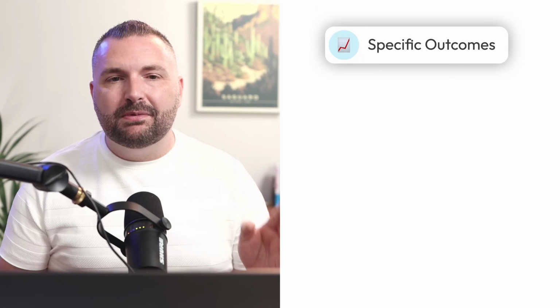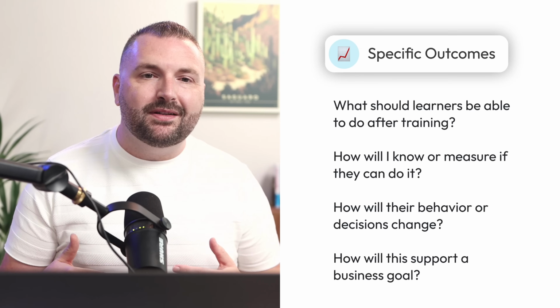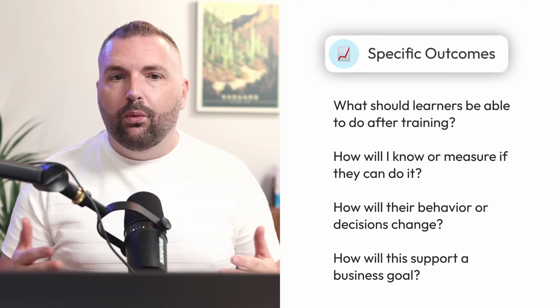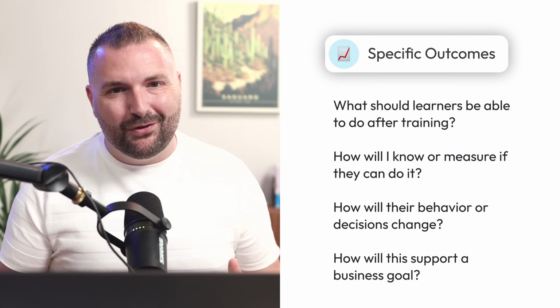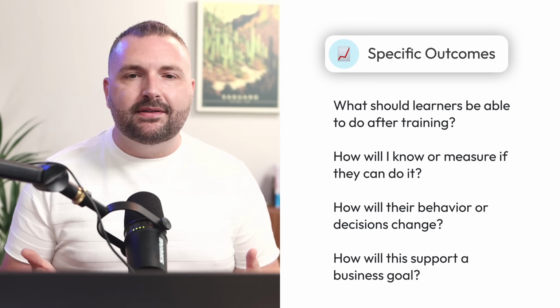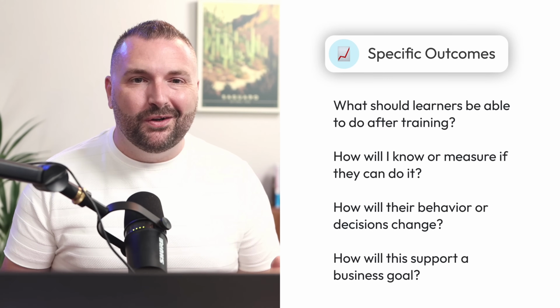All right, fourth, we need specific outcomes. Clear, observable outcomes show that you're not just designing for knowledge transfer, you're designing for behavior change. What should learners be able to do after the training is complete? What decisions or actions should change? How does this outcome support the business? Can this be measured and observed in the real world?